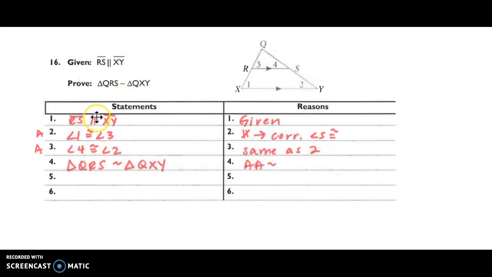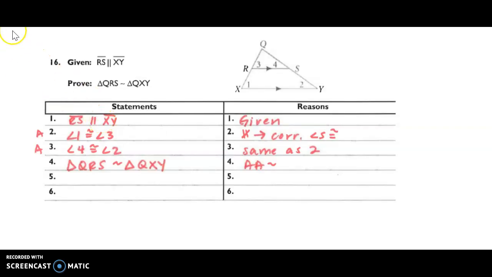And another proof here, okay, RS is parallel to XY, right? You have angle 1 and 3 are congruent because these are corresponding angles, because QX is the transversal, right? And then 4 and 2 are congruent as well because they're also corresponding angles, all right? And so since you have, in statements 2 and 3, you have two pairs of angles that are congruent, then these triangles are similar by angle-angle.